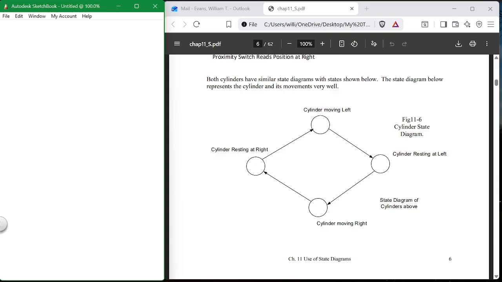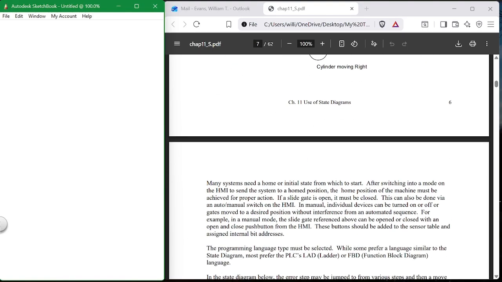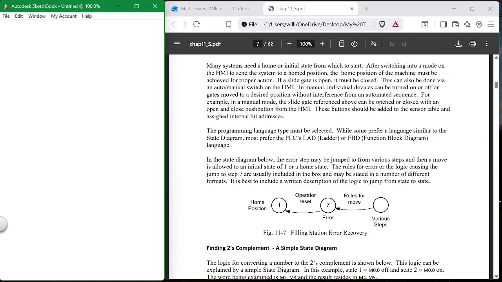There are the four states of a cylinder. You can be in the one position, you can be in the other position, or you can be moving from one to the other. And moving can be a state. Typically, a time is not a state. If you use timers, a time delay is not a state.